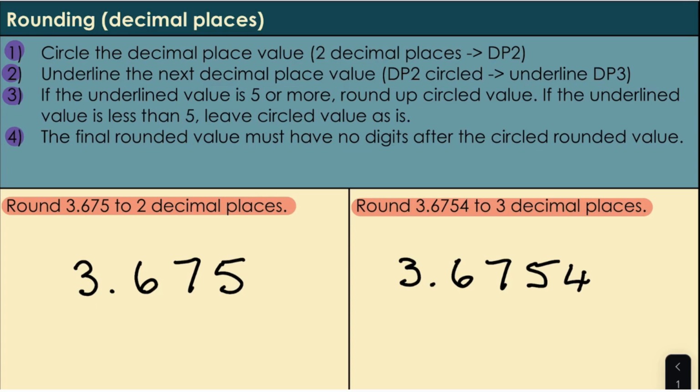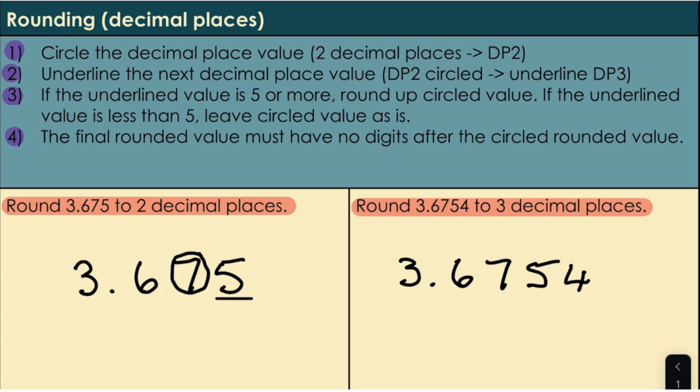So our first question, round 3.675 to 2 decimal places. Step 1, circle the decimal place value. So we see our second decimal place is where the 7 is. Step 2, underline the next decimal place value.